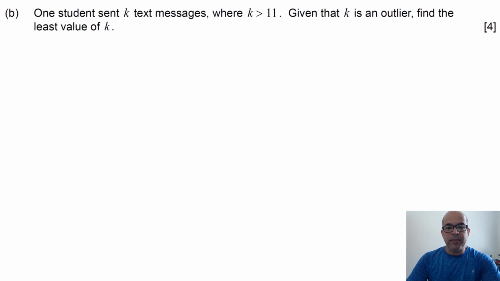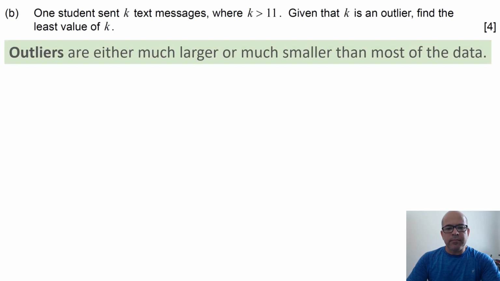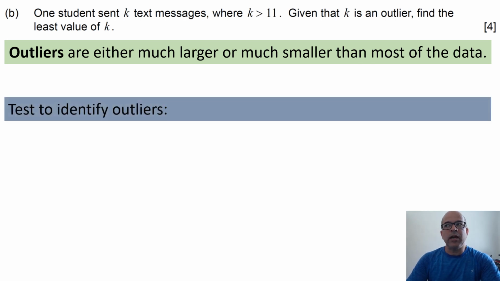Now to do letter B, we need to know what's the meaning of an outlier. The outliers are either much larger or much smaller than most of the data. And then how do I identify if a certain value is an outlier or not? So we have a test.